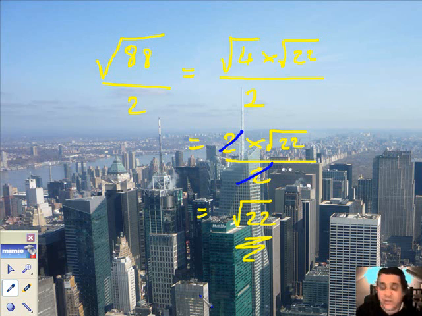The con is, if you're not careful, you might say, oh, root 88 divided by 2, the answer is the square root of 44. No. Look at it carefully. I've broken it up into two square roots, one of which is rational, one of which is irrational, and I've taken it as far as I can go. The answer is root 22.